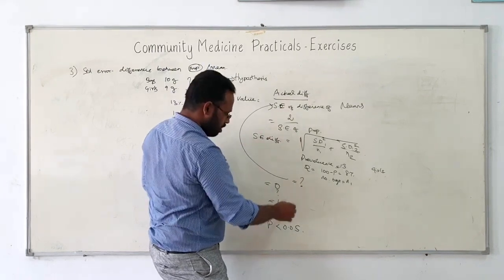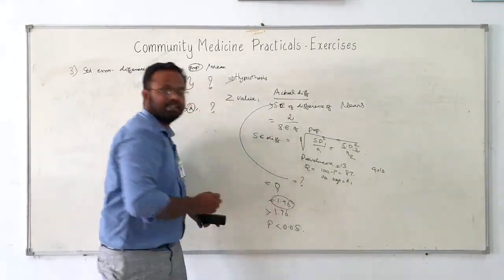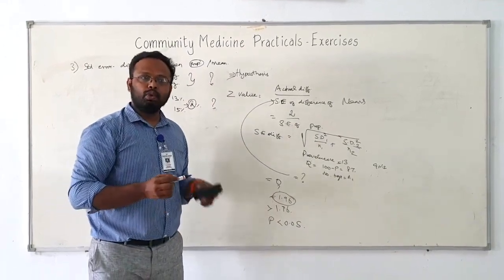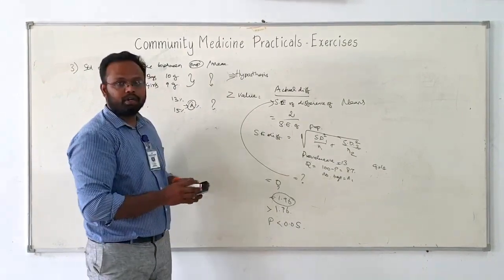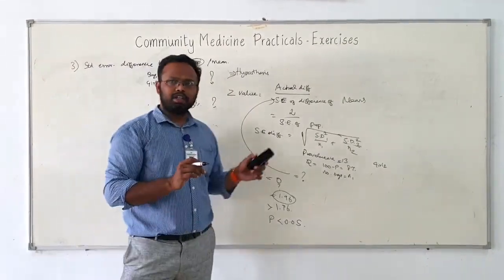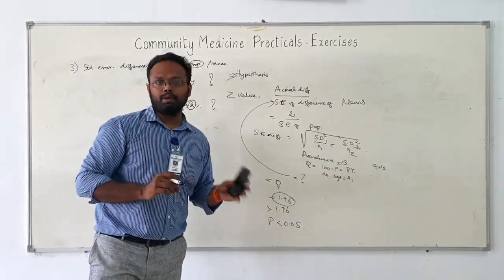Then substitute here. Then you calculate the p value. The magical number here is 1.96 for difference between two means. So this thing you have to memorize. This number you have to remember. So that is about the third problem, significance of standard error of difference between two means or proportions.